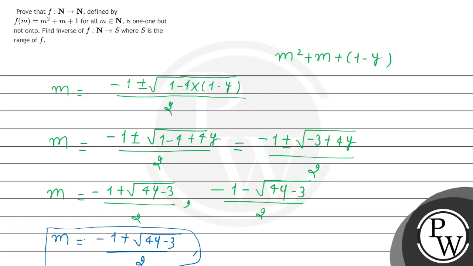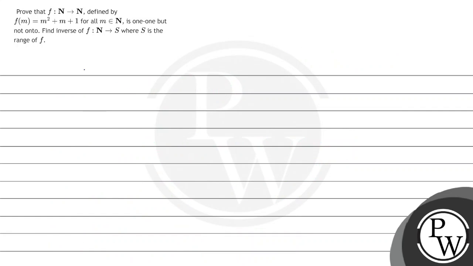So now we'll replace this m, like we have put f inverse of 3 is equal to 1. So we can say f(1) will be 3. So here the m can be written as the inverse of this function. So finally we can write our final answer: f inverse of x will be equal to (−1 + √(4x − 3))/2. So this is our final answer.